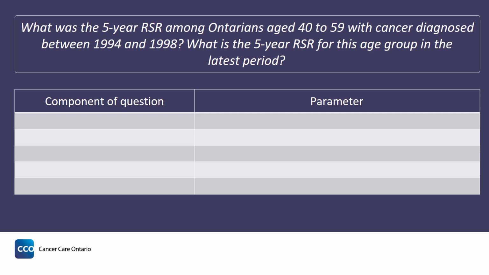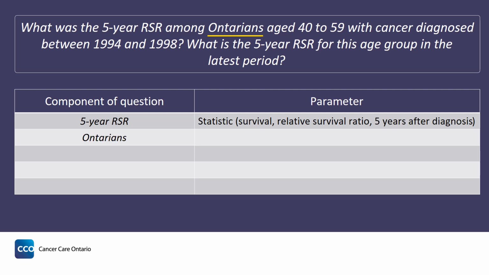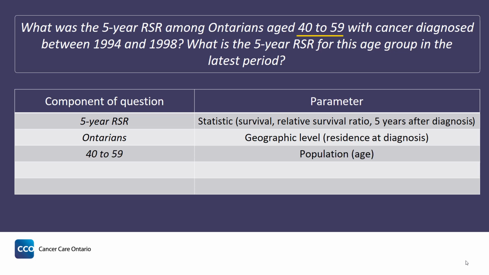First, let's take a closer look at our question to extract all of the parameters for the analysis. 5-year RSR indicates that the type of cancer statistic we are interested in is survival, specifically relative survival ratios measured 5 years after diagnosis. The question asks for this statistic for all Ontarians, which indicates the geographic level based on residence at time of diagnosis. And the 40 to 59 age group is the population of interest.